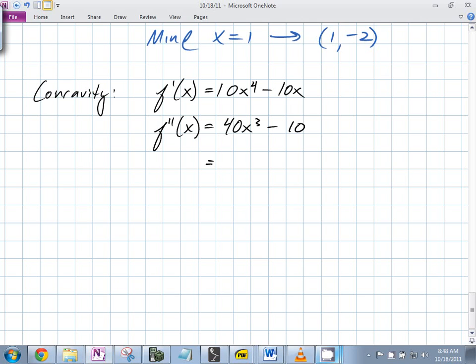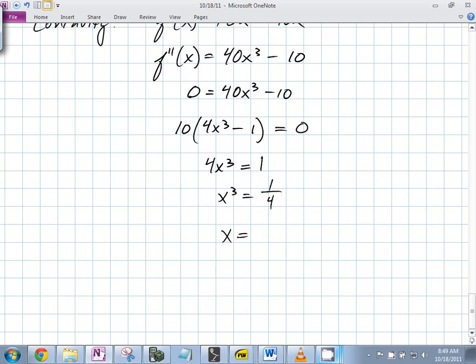If we're going to solve this, what should we do first? If it was me, I would factor out 10 and make it 4x cubed minus 1 equals 0, right? So we know that 4x cubed has to equal 1, so x cubed has to equal 1/4. So x is equal to the cube root of 1/4, exactly, or you can say 1 over the cube root of 4. Why don't I do plus or minus? Because it's a cube root, it's an odd root.